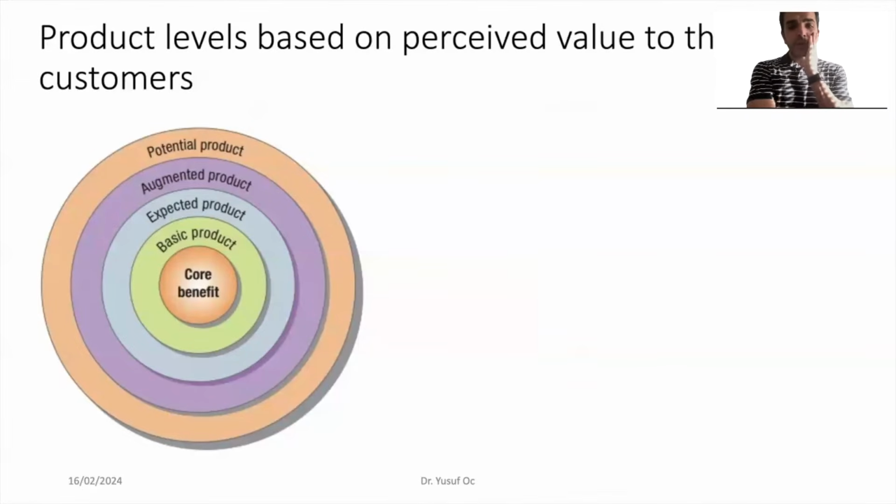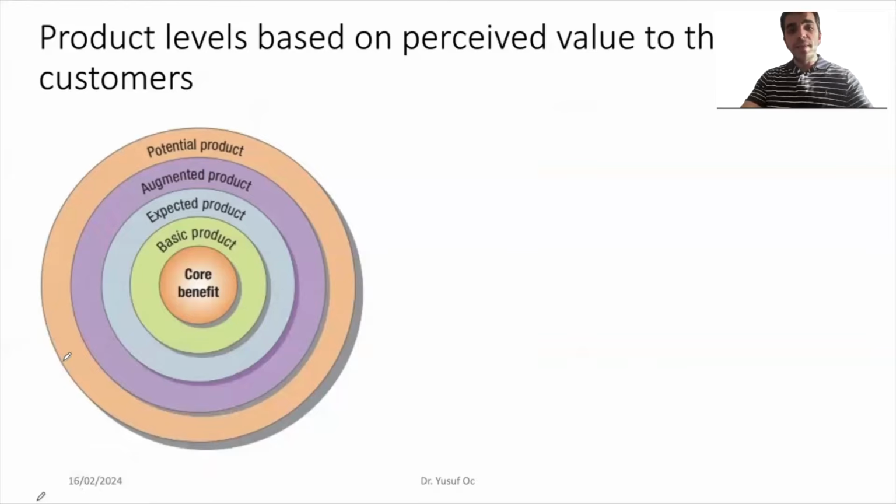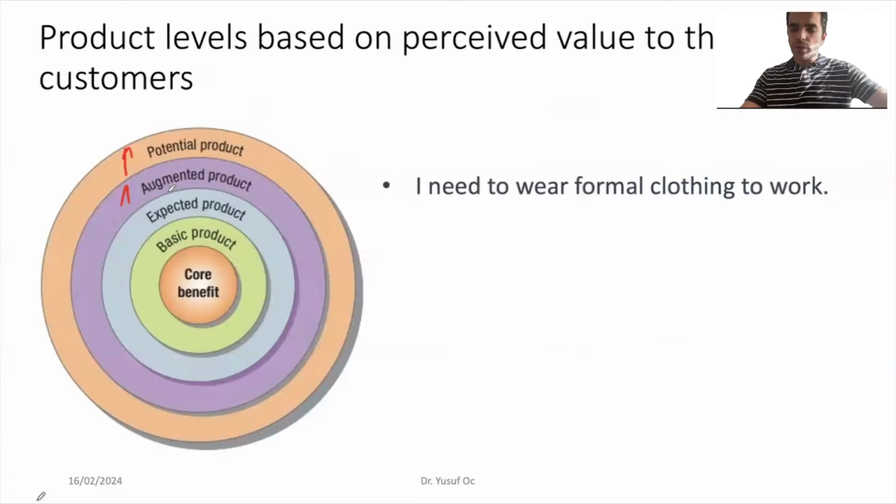So this is called the brand wheel. In the brand wheel, or product wheel, whatever you want to call it, the product levels are based on perceived value to the customer. All products have a core benefit, surrounded by the basic product, then the expected product, augmented product, and then potential product. So let me continue with the shirt example.